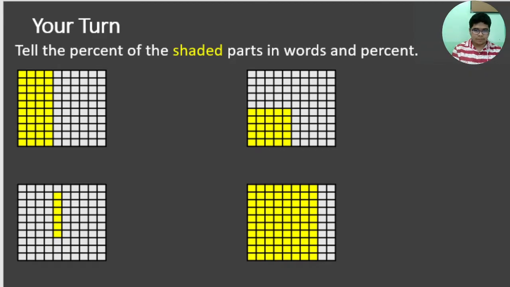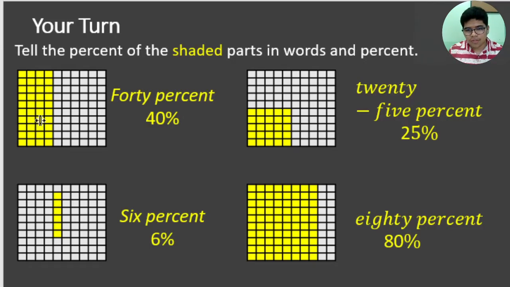Go. We're back. Okay, so what are the correct answers in all of these? If you count all of those, this one will have 4 rows highlighted, so that's 40%. This one has 6 small squares highlighted, so that's 6%. This one has a small square of 5 by 5, 5 rows and 5 columns, so that's 25%. And then this one has 8 rows, 8 columns, shaded, that is 80%.